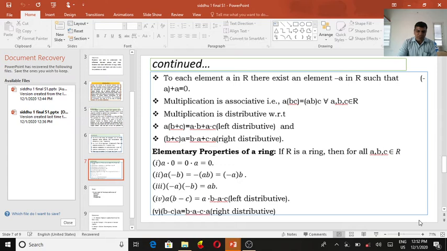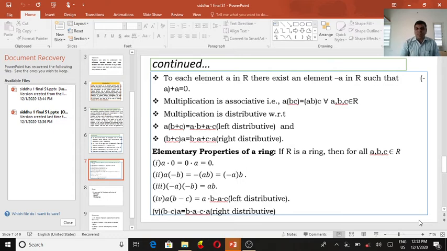I open this bracket. a into 0 is a0. I open this with the distributive law: a of minus b plus a into b. I take ab to the left side: minus ab equal to a of minus b. This is the first property and the first part.